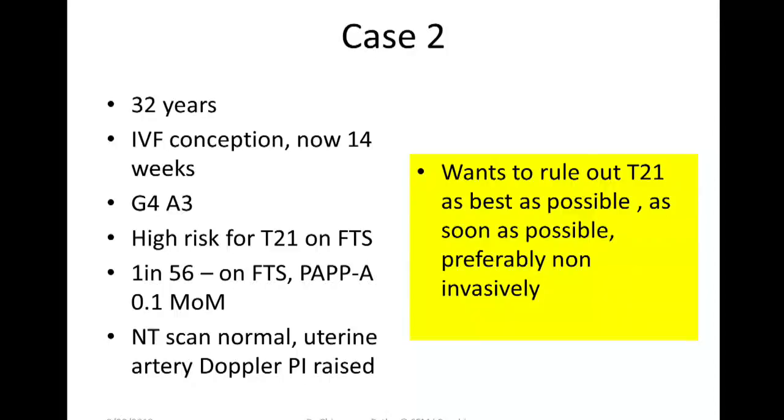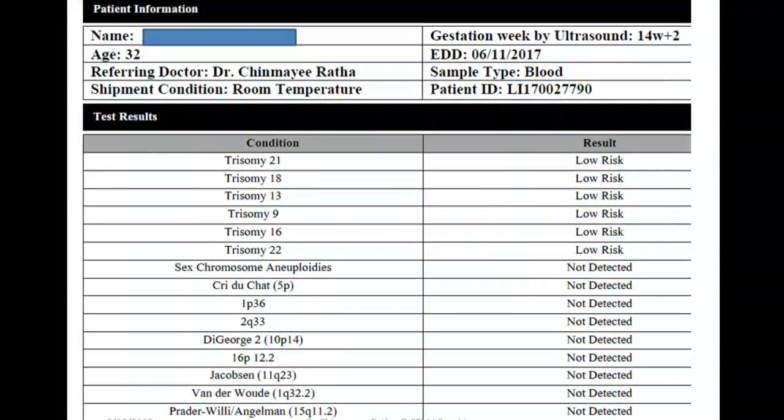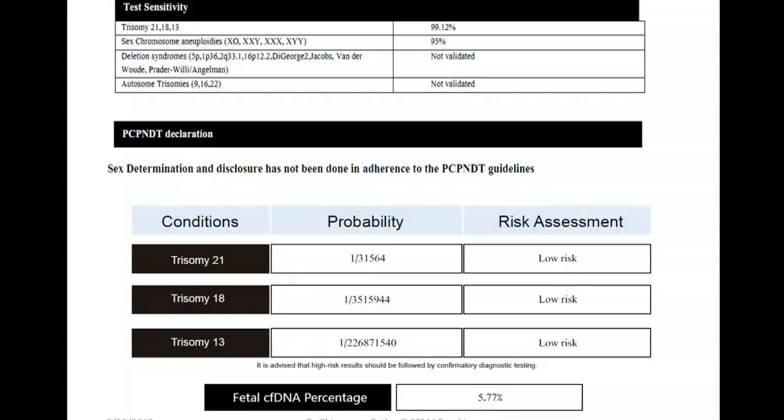So she is again a good candidate for cell-free fetal DNA testing, and it was done, and luckily the result came as low risk. The result also reported other sex chromosome aneuploidies and some deletion syndromes, although it said in fine print that these results are not validated, and I urge all of you to look into these reports so that you know the confidence with which you can reassure your patients based on that report. If you see here, the sensitivity for trisomy 21, 18 and 13 is 99%, whereas that for the rest of the other problems is less than that, and for deletions and autosomal trisomies, it's actually not validated.